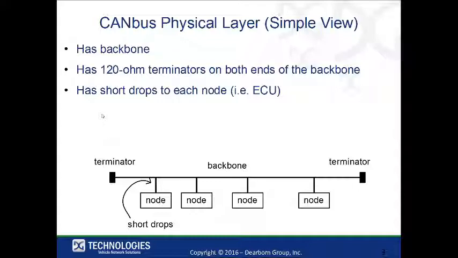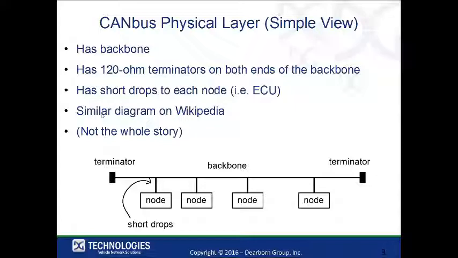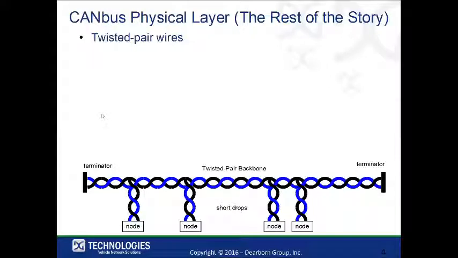This diagram is similar to a diagram that you'd find on the internet, such as the one on Wikipedia. However, this is not the whole story, and this diagram is missing some key features that are important for understanding the unique properties of the physical layer of any CANbus network. Let's look at a more accurate diagram to understand the rest of the story. The diagram you see here at the bottom shows a pair of wires in a twisted pair configuration with the usual 120 ohm terminators, just like we saw in the previous figure.